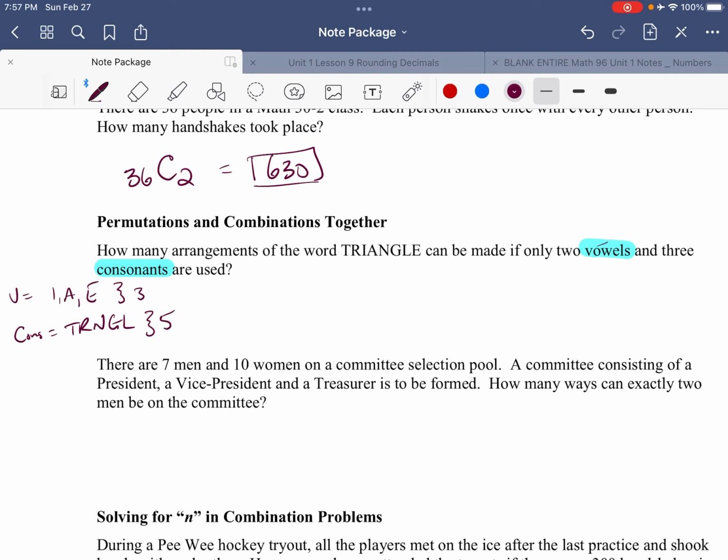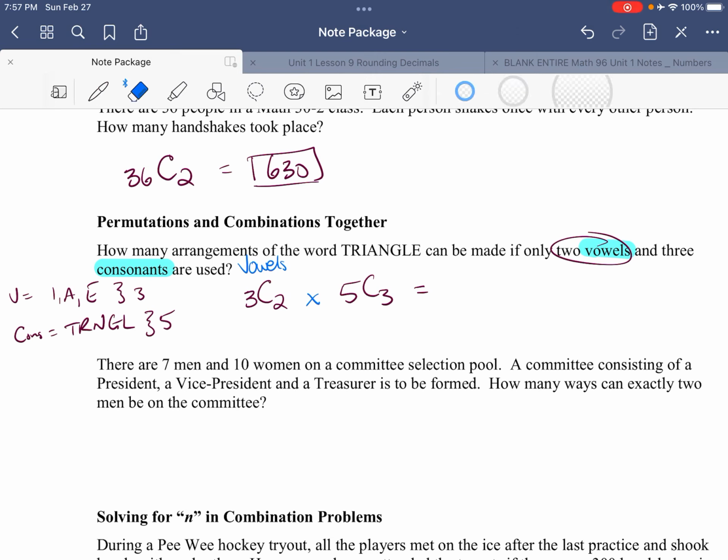So we need to do 2 vowels. So we're going to do 3C2 from the vowels. Okay. And then we're going to multiply that by 5C3. So we have 5 consonants, and we're selecting 3 of them. So 3C2 times 5C3, you can work this out on your calculator, but you will get 3,600.